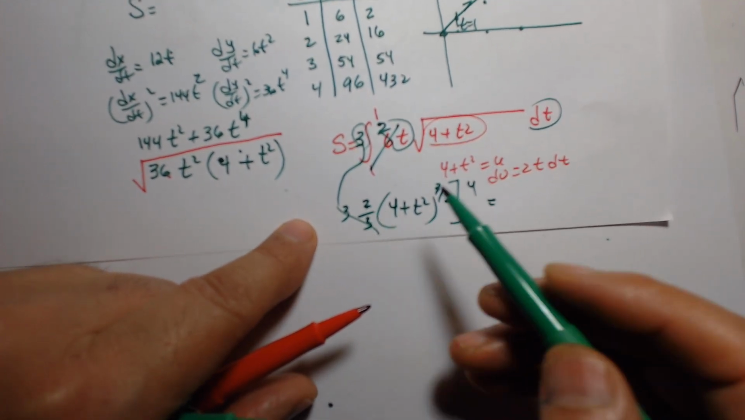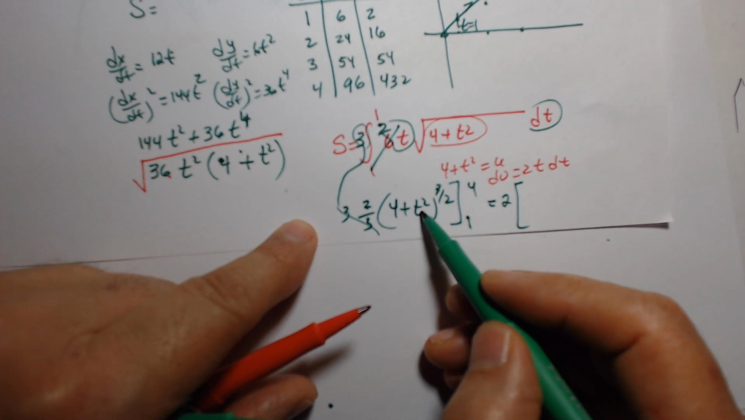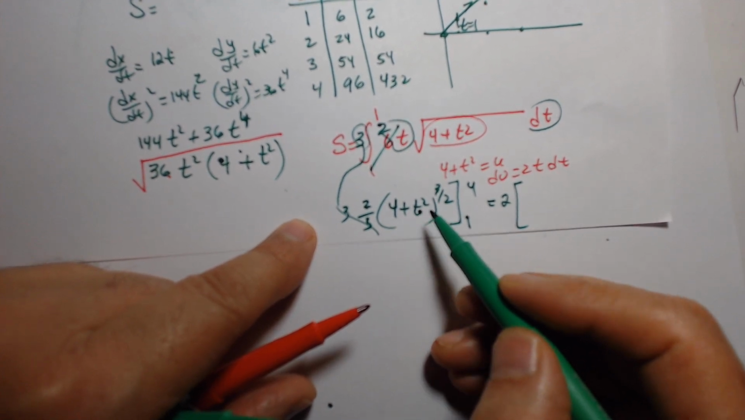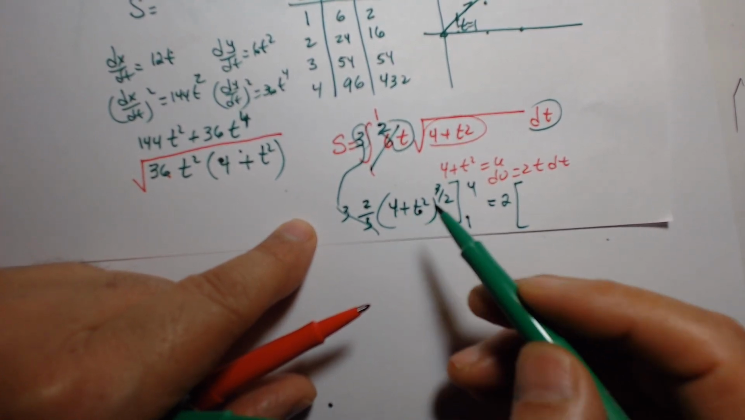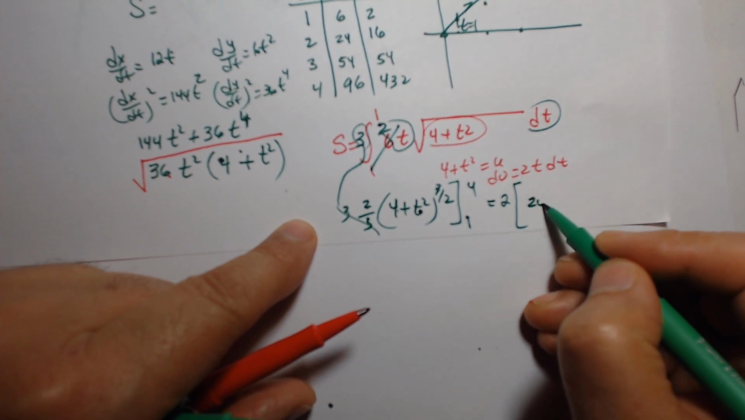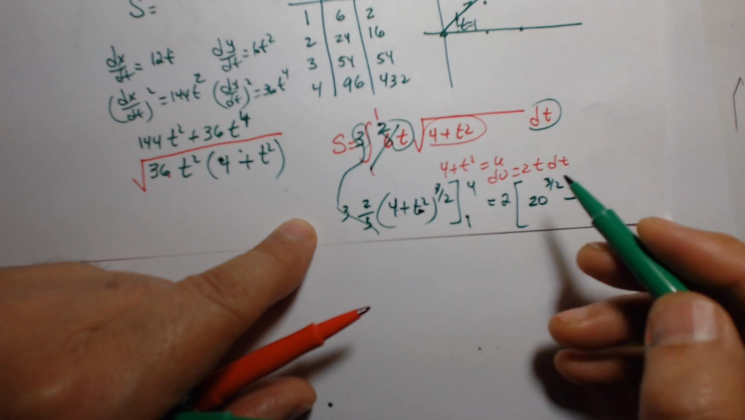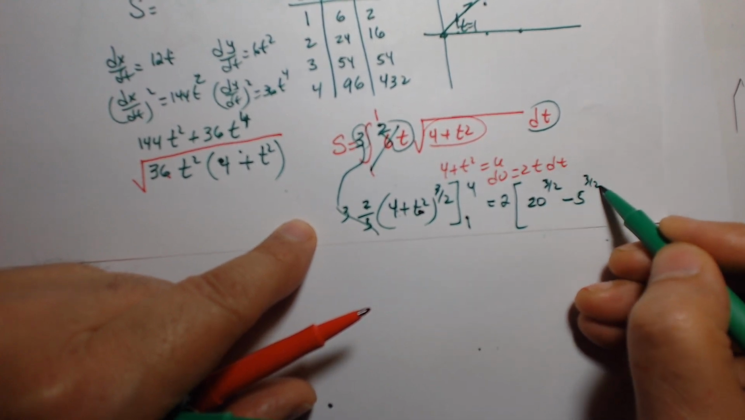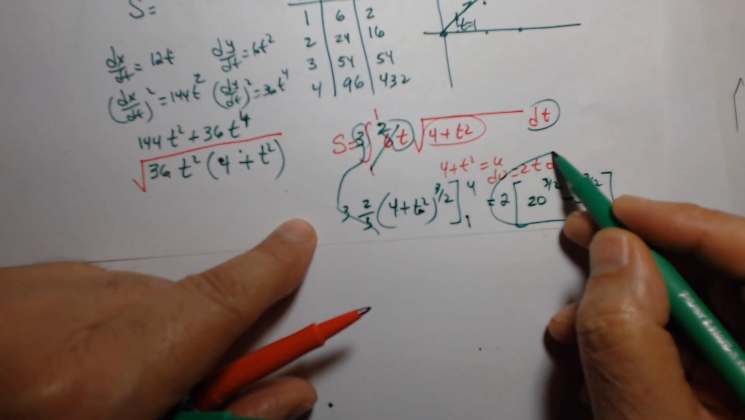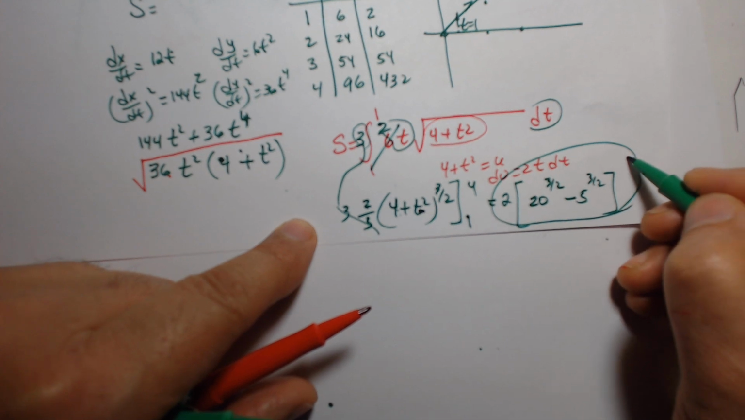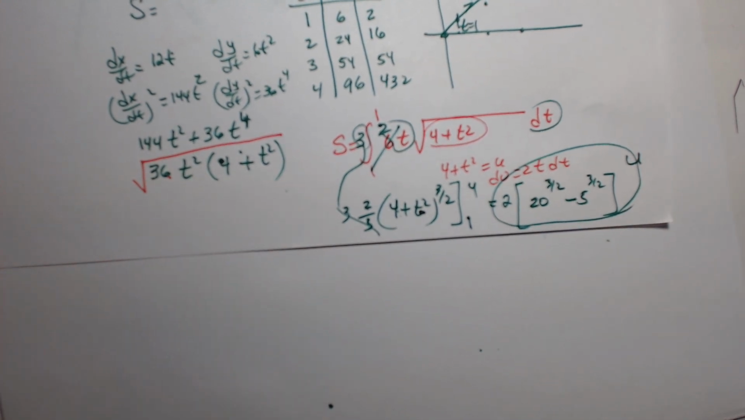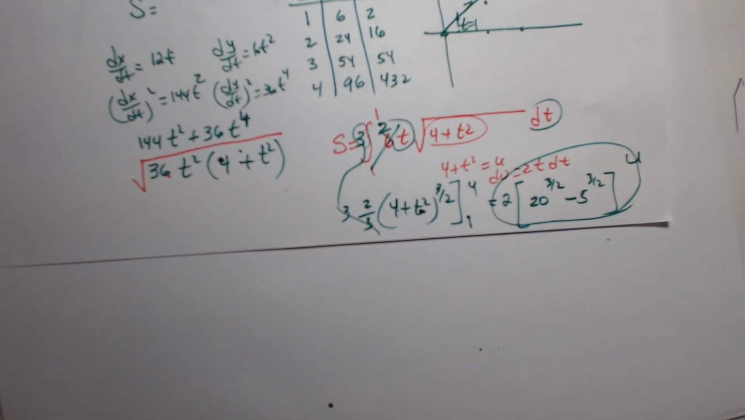That's a 2 here, and if I put 4 in here, it becomes 16 plus 4 is 20. That becomes 20 to the power of 3/2. And if I put 1 here, that makes it 5, 5 to the power of 3/2. That number is going to give you the arc length, and you had better say the arc length is nothing except a unit. Okay, that's how you find the arc length.